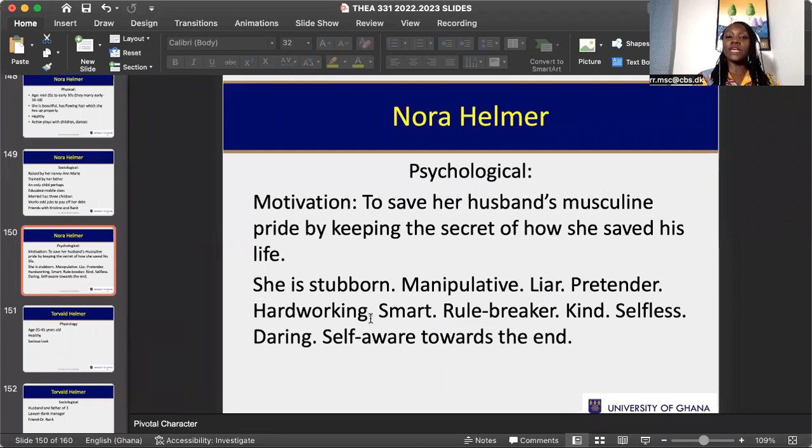And then in terms of her psychological aspect, it is often good to begin with the character's motivation. And so what is her motivation here? To save her husband's masculine pride by keeping the secret of how she saved his life. Okay. So right from the beginning, she has this sense of joy.